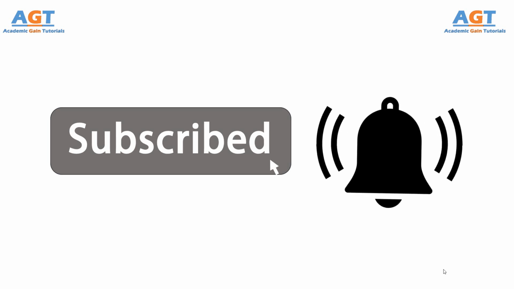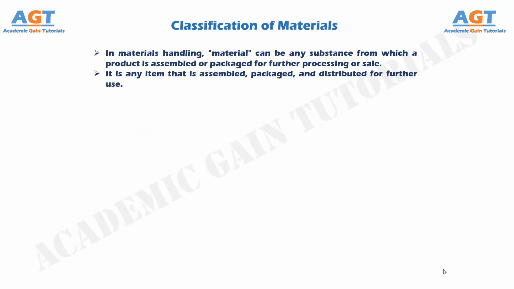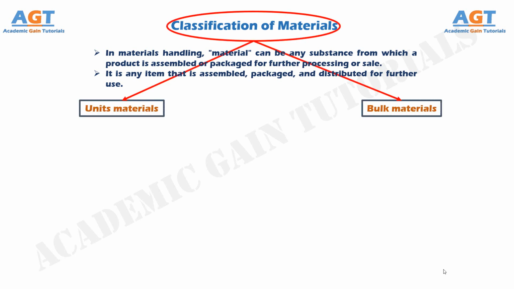So, into the topic. The term material in materials handling can be any substance from which a product is assembled or packaged for further processing or sale. Or, it is any item that is assembled, packaged, and distributed for further use. So, materials can be classified into two main types or categories, the unit materials and the bulk materials.